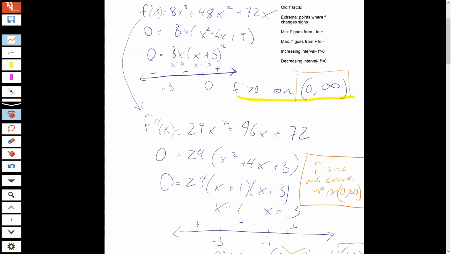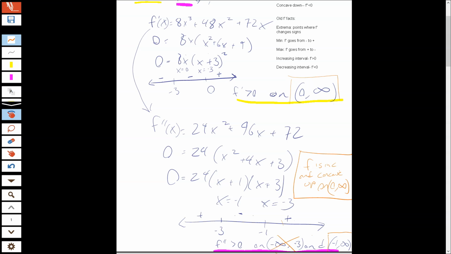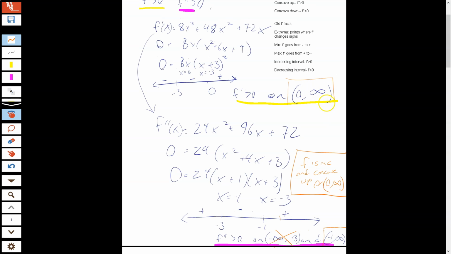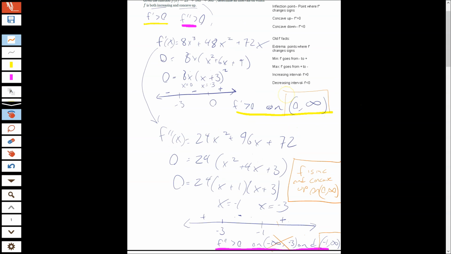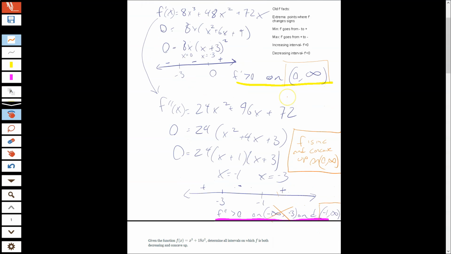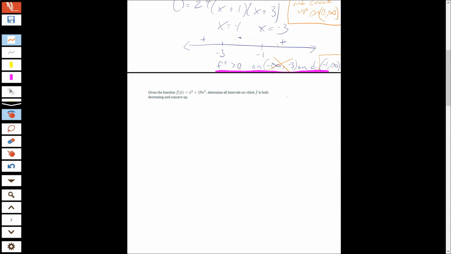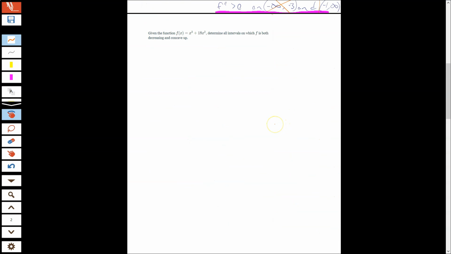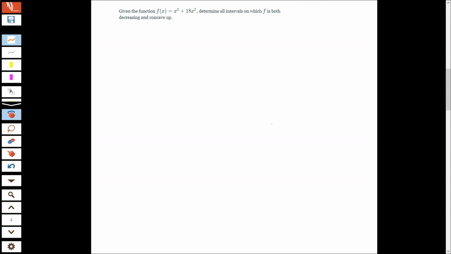We're going to do one more, but make sure you follow that. Especially, I think the hardest part is thinking about where the intervals overlap. So make sure you understand it before you move on. And we'll do one more here. So in this example, we're looking for intervals where the function is decreasing and concave up.